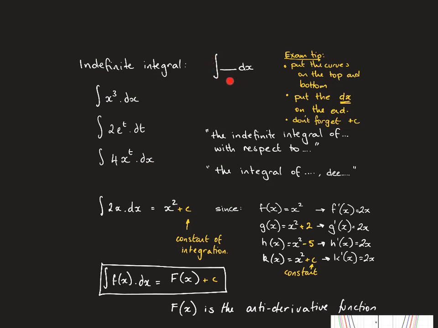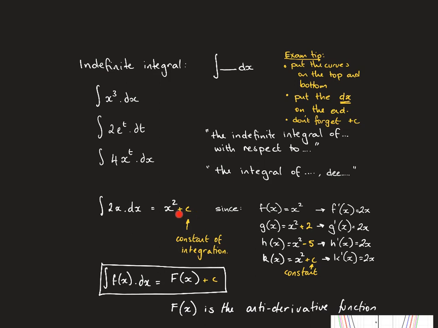So this symbol here we read as the indefinite integral of something with respect to x, or more simply just the integral of whatever the function is in here, dx is what we say. So that's how we say it here. So if we integrate 2x dx, we get x squared plus c, where c is our constant of integration.